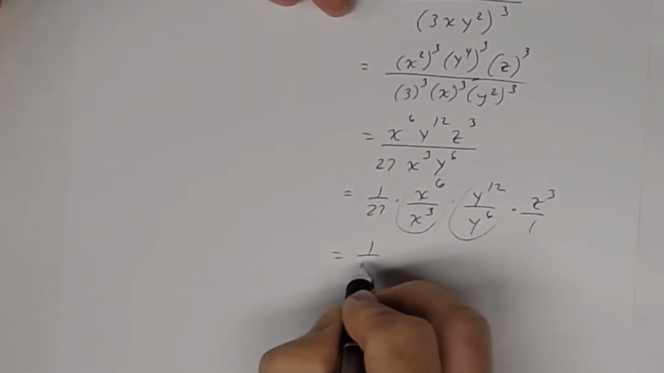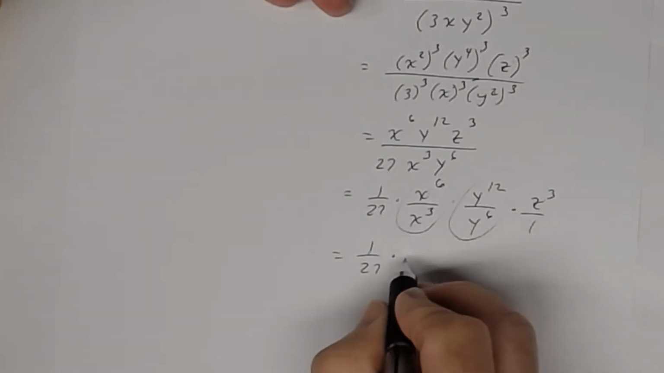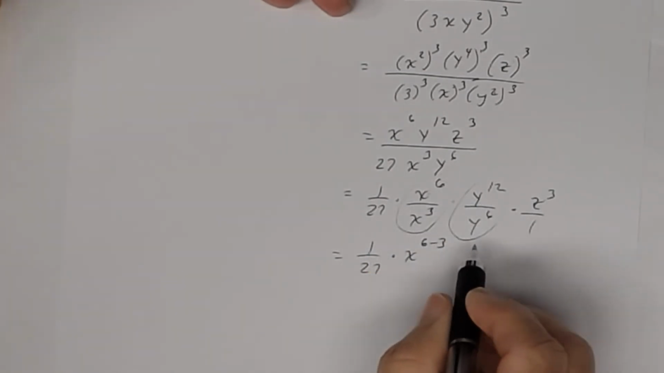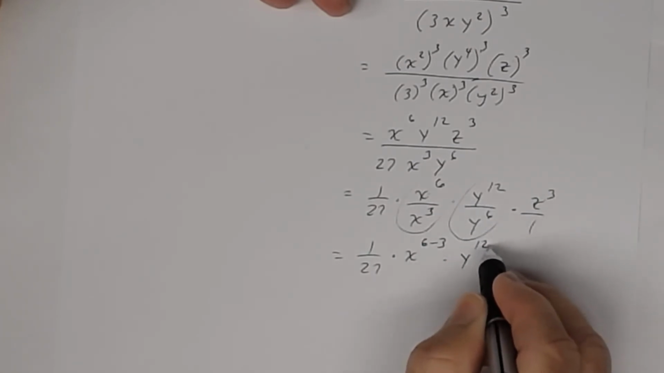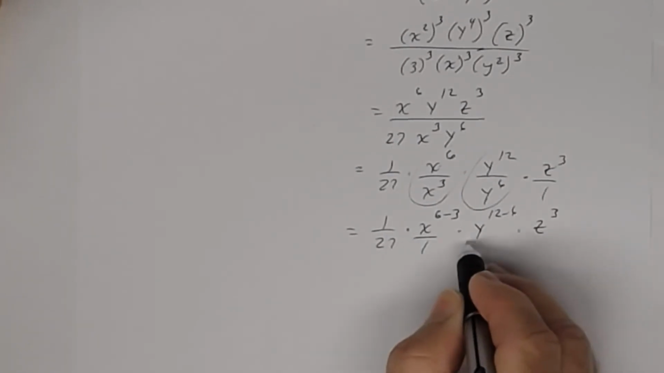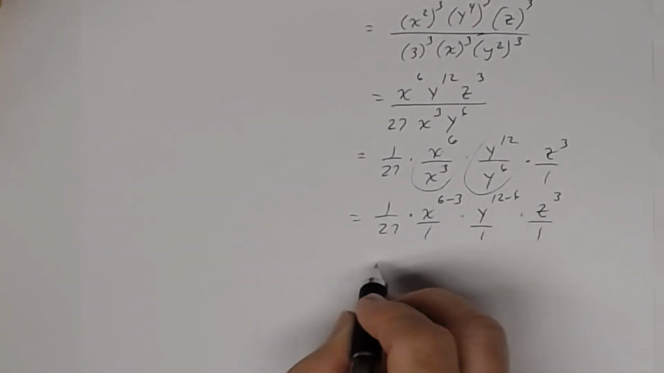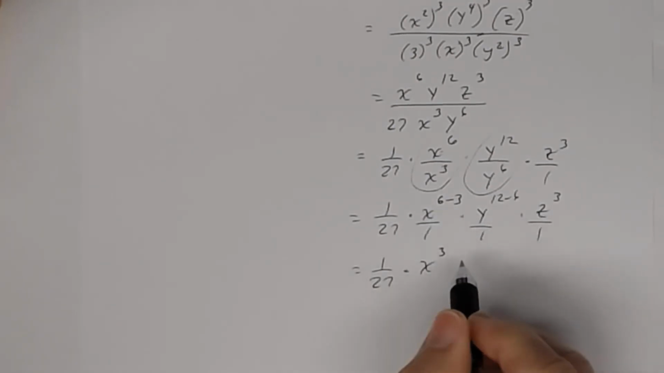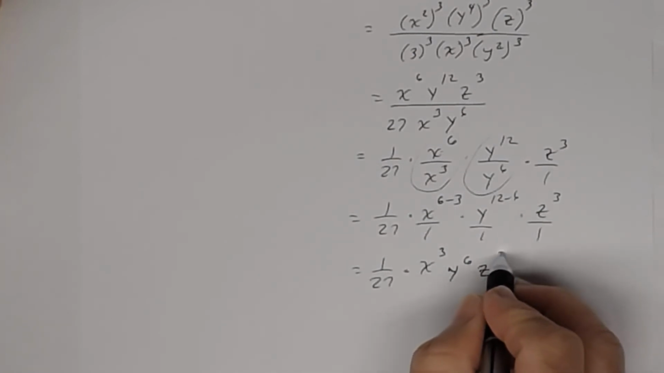So I get 1 divided by 27 times x to the 6 divided by x to the third power is x to the 6 minus 3. Y'all agree? Divide like bases, subtract exponents. Same thing here. Y to the 12th divided by y to the 6 is y to the 12 minus 6, and then times z to the third. All right? And if you want to at this point, you can put all this over 1. Now let's simplify each of these two right here. So I get 1 divided by 27 times x to the third power, 6 minus 3 is 3. 12 minus 6 is 6, times y to the 6, times z to the third.